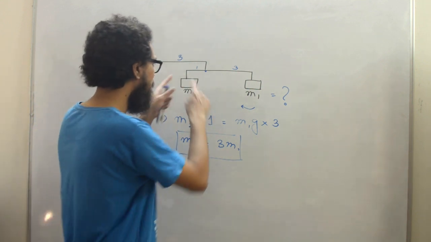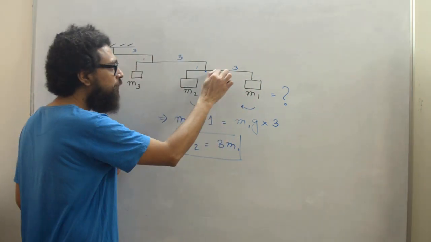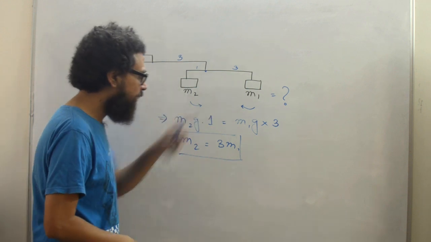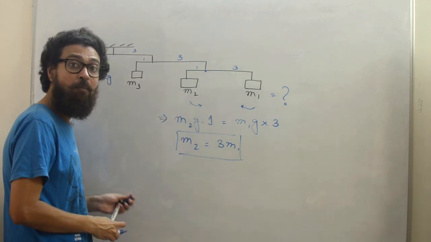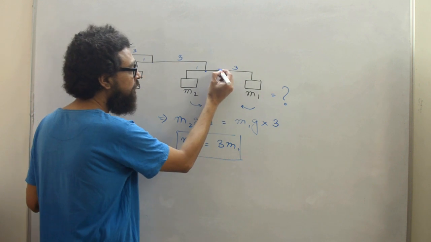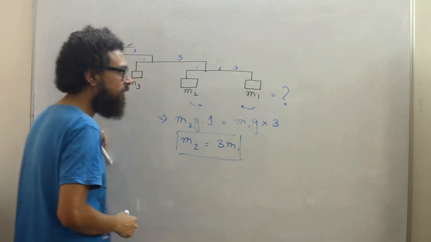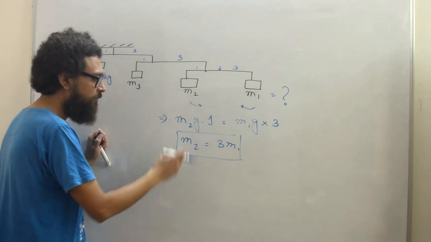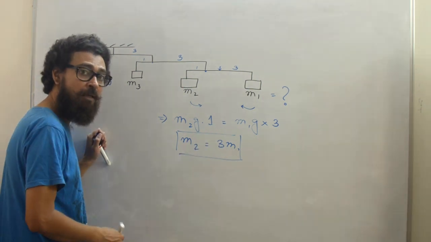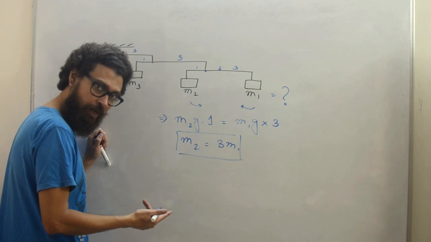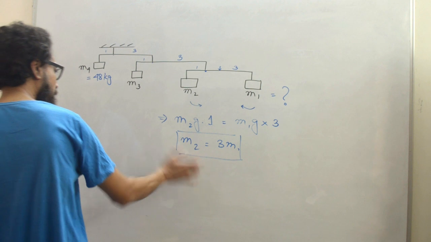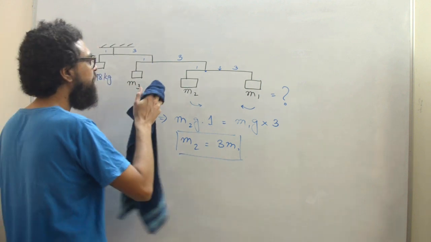Now can you tell me what is the total weight hanging through this rod? Is M2 plus M1, and that is, what is the total weight here? For this rod, what is the total weight? M2 plus M1 into G. So M2 is 3M1. So total weight is 4M1. Okay? 4M1.